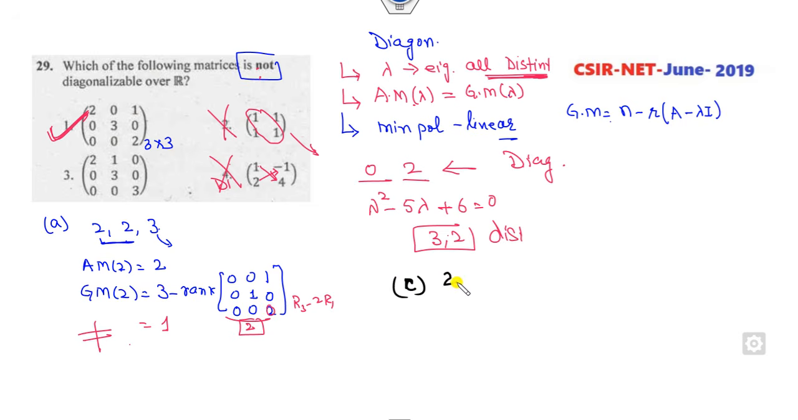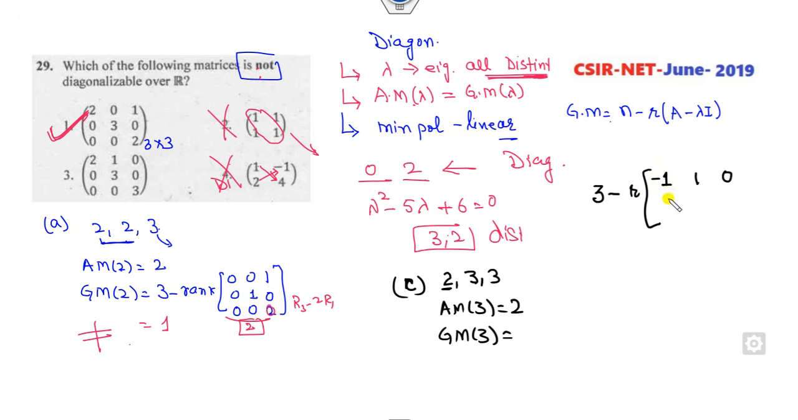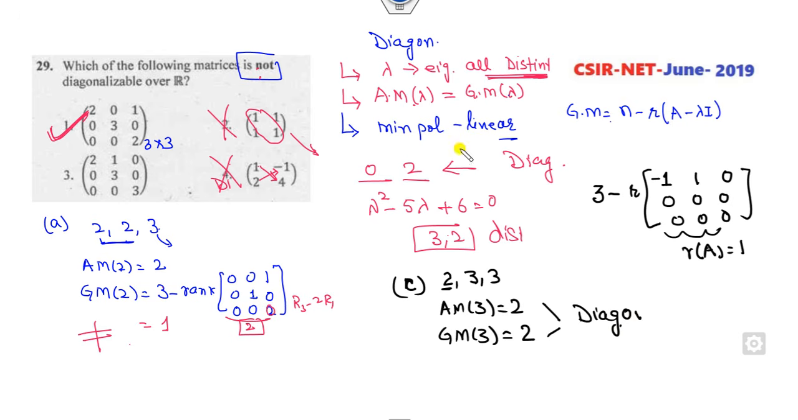Eigenvalues are 2, 3 and 3. These are not all distinct, so we will check the multiplicity. The algebraic multiplicity of 3 is 2. What is the geometric multiplicity of 3? It is 3 minus rank of A minus 3I. What is the rank of A minus 3I? The matrix is minus 1, 1, 0, 0, 0, 0, 0, 0, 0. The rank is 1, so 3 minus 1 is 2. Both are the same, so this matrix is diagonalizable, but we need a NOT. So this option is cancelled. The right answer is only A.